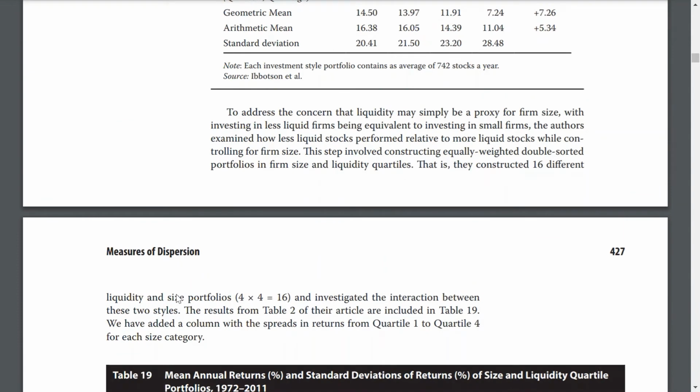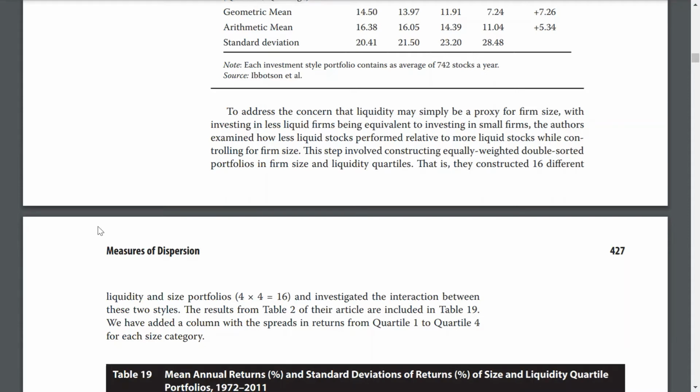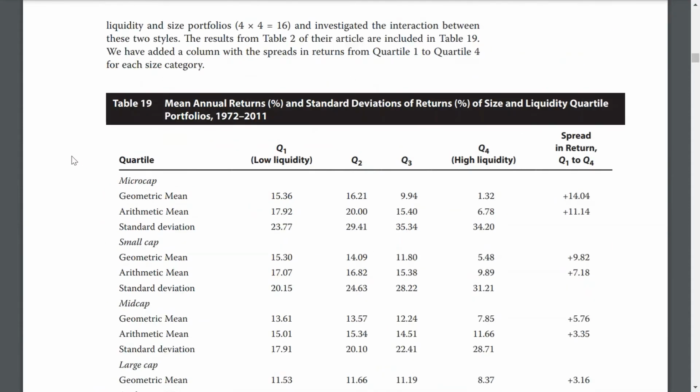To address the concern that liquidity may simply be a proxy for firm size, since investing in less liquid firms may be equivalent to investing in small firms, the authors examine how less liquid stocks performed relative to more liquid stocks while controlling for firm size. This step involved constructing equally weighted double-sorted portfolios in firm size and liquidity quartiles. They constructed 16 different liquidity and size portfolios, 4 multiplied by 4 is 16, and investigated the interaction between these two styles.